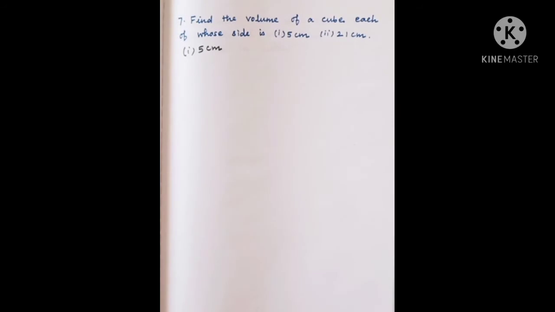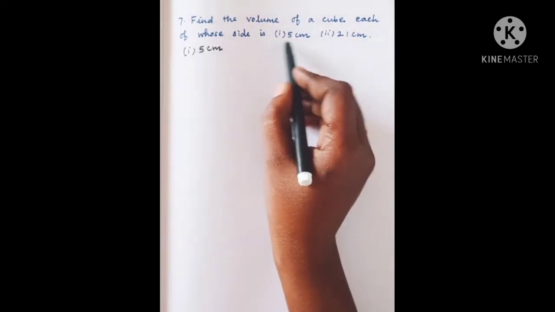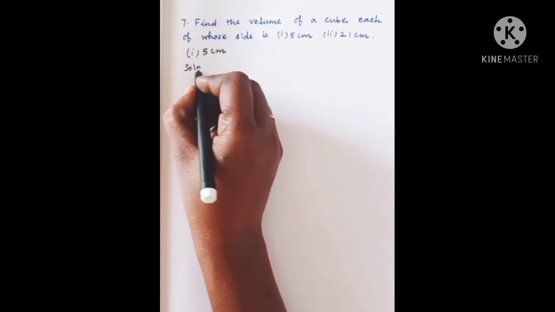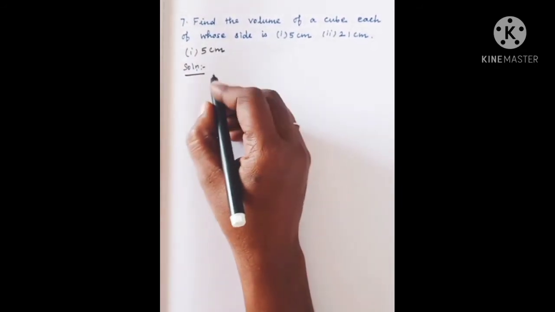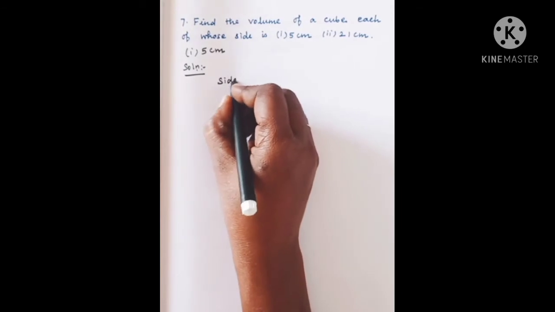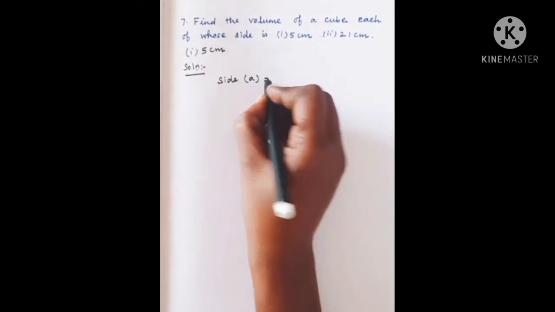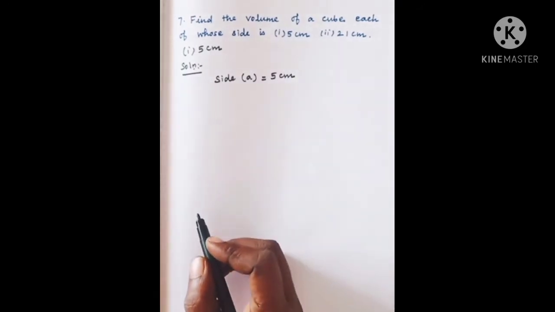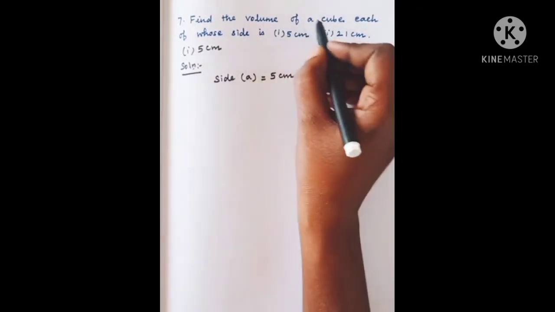Answer. First subdivision is 5 centimeter. Solution. Here the side of the cube is given. Side is taken as L. Side of the cube is given as 5 centimeter. Now we have to find the volume of cube.